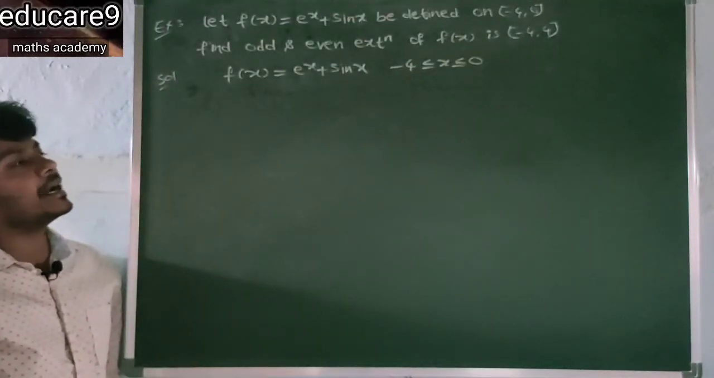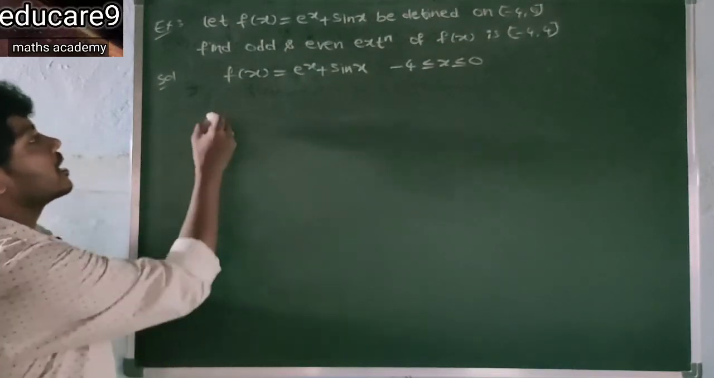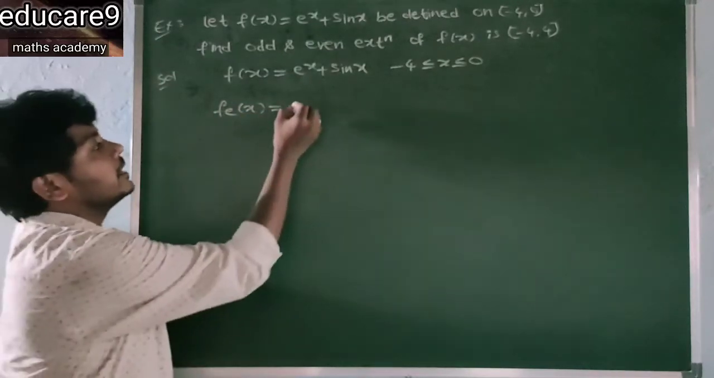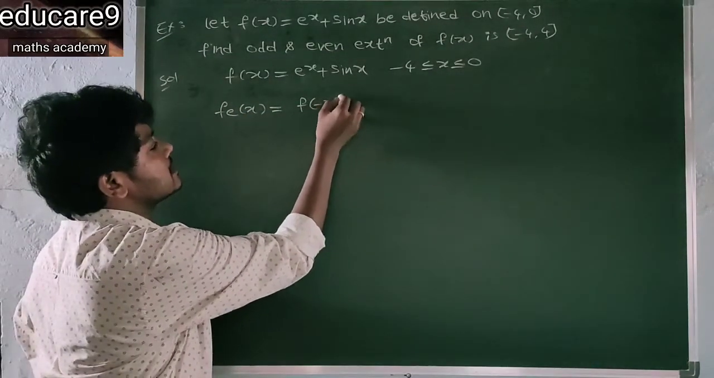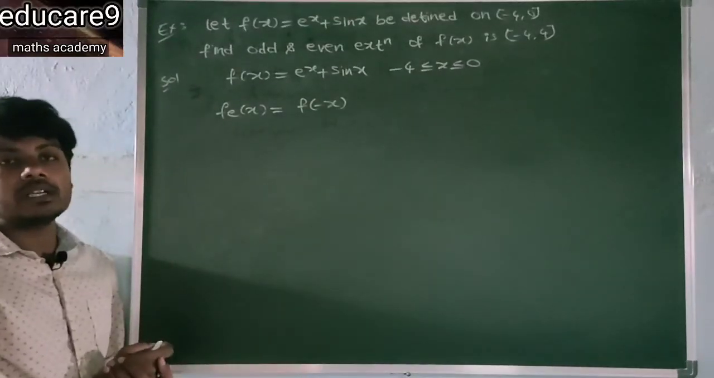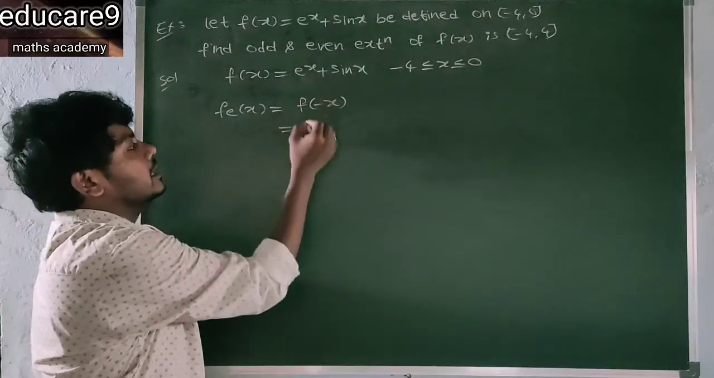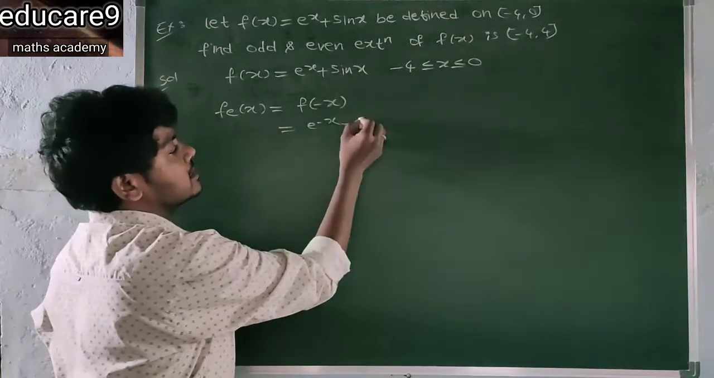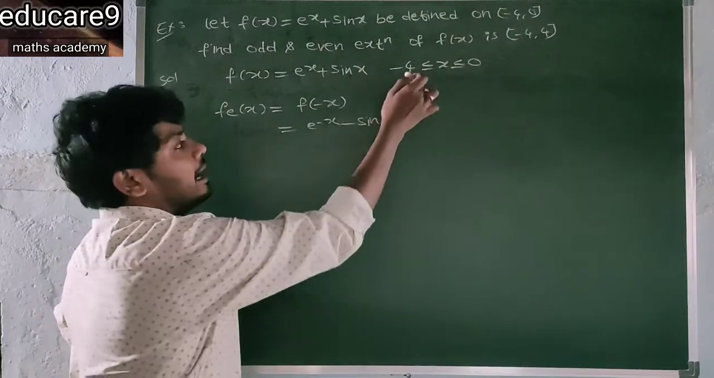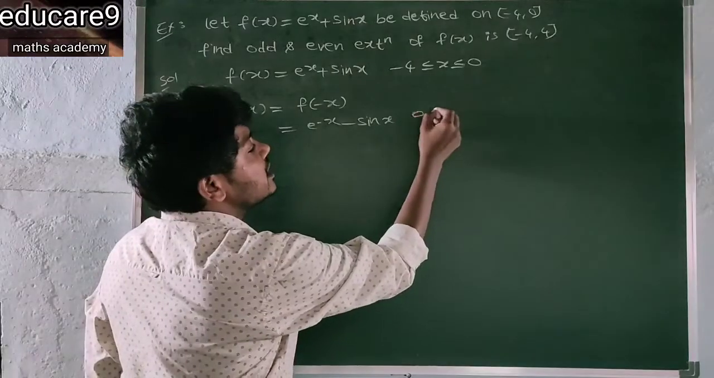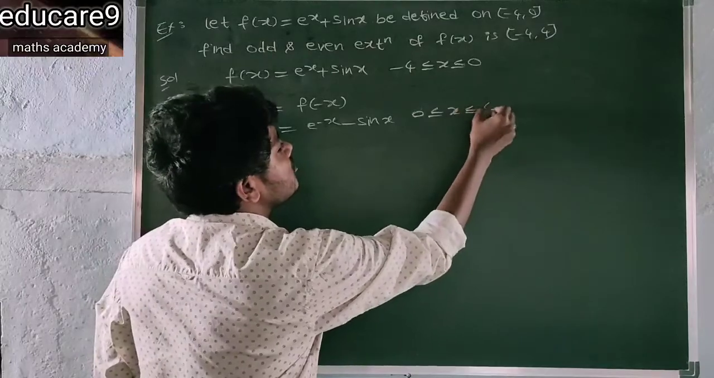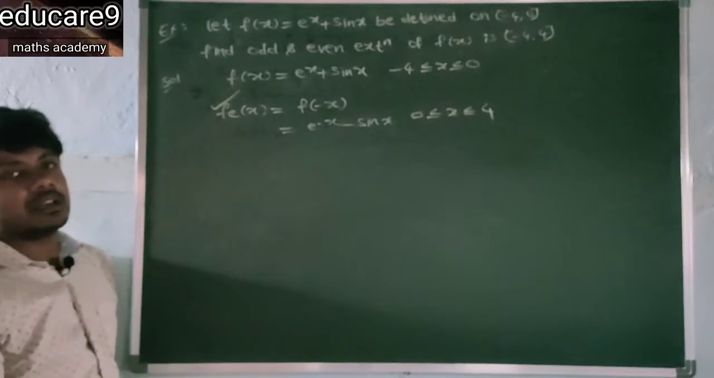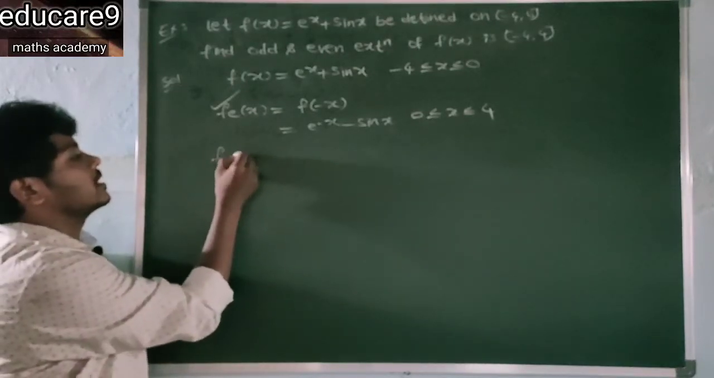Now what are the odd and even extensions? See here, f even of x. How to write? f of minus x, so this is the even function. Now what do you get? E power minus x, and sine of minus x is minus sin x. And here x values are 0 less than or equal to x less than or equal to 4. So clearly this is the even extension.